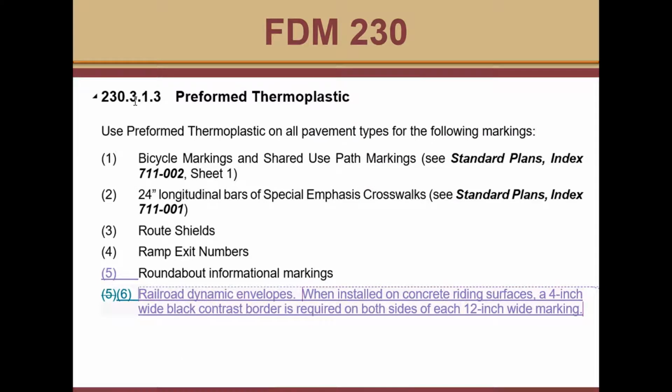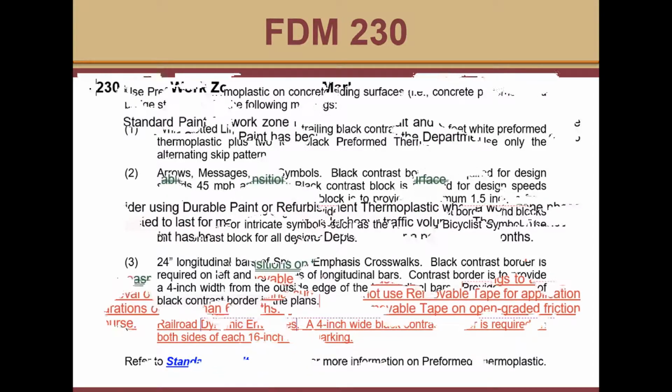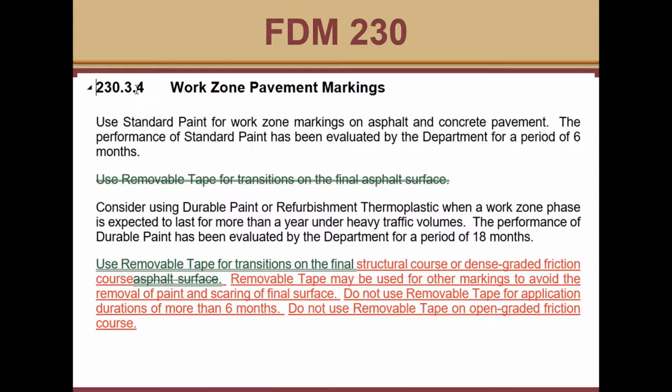Here's another application where we discuss railroad dynamic envelopes in preform thermo. And then we also go further into that and talk about the need for black contrast on both sides of the marking. And this is in reference to the flow chart that we saw above, where we're having a further discussion about the temporary markings. And we are allowing the use of removable tape in certain instances.